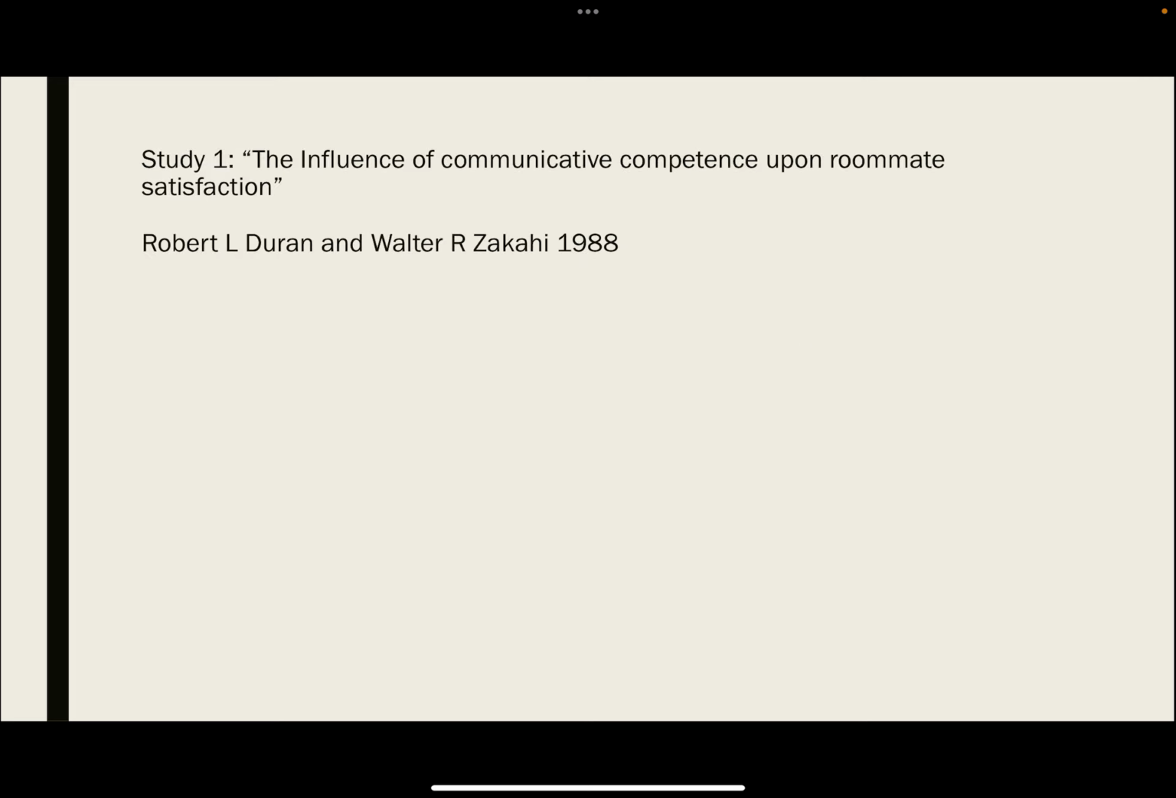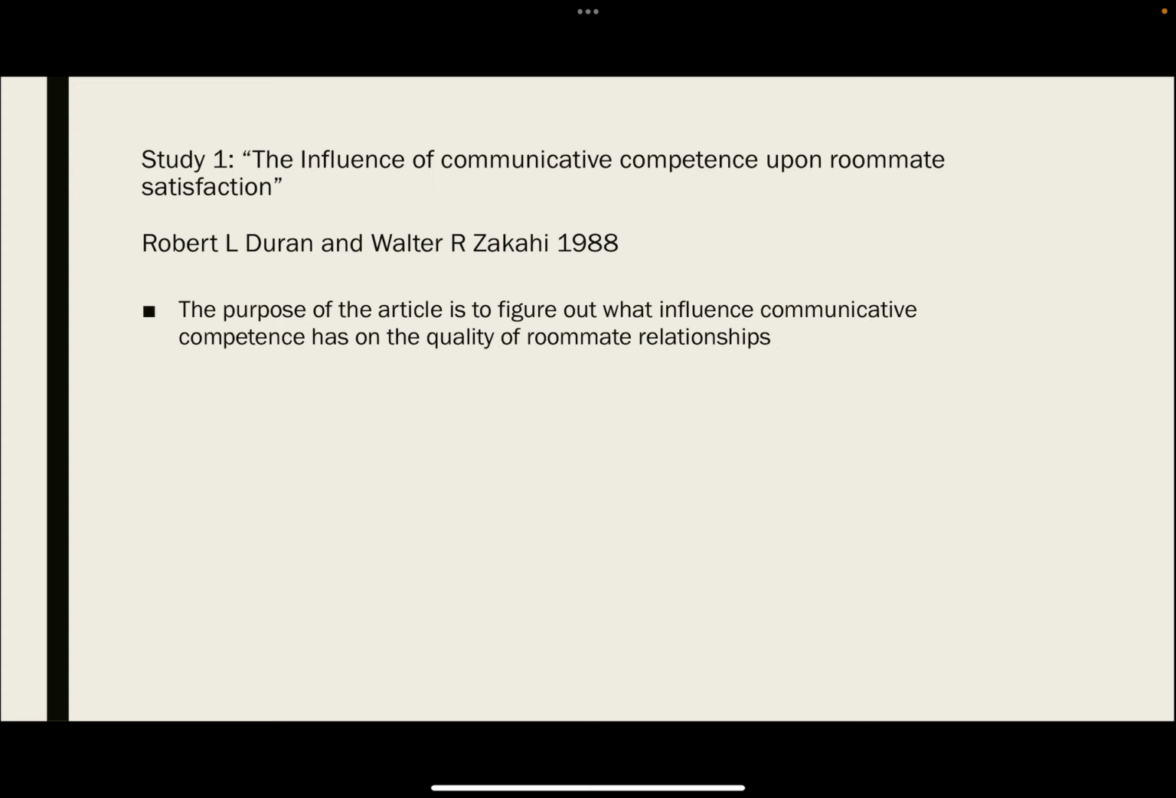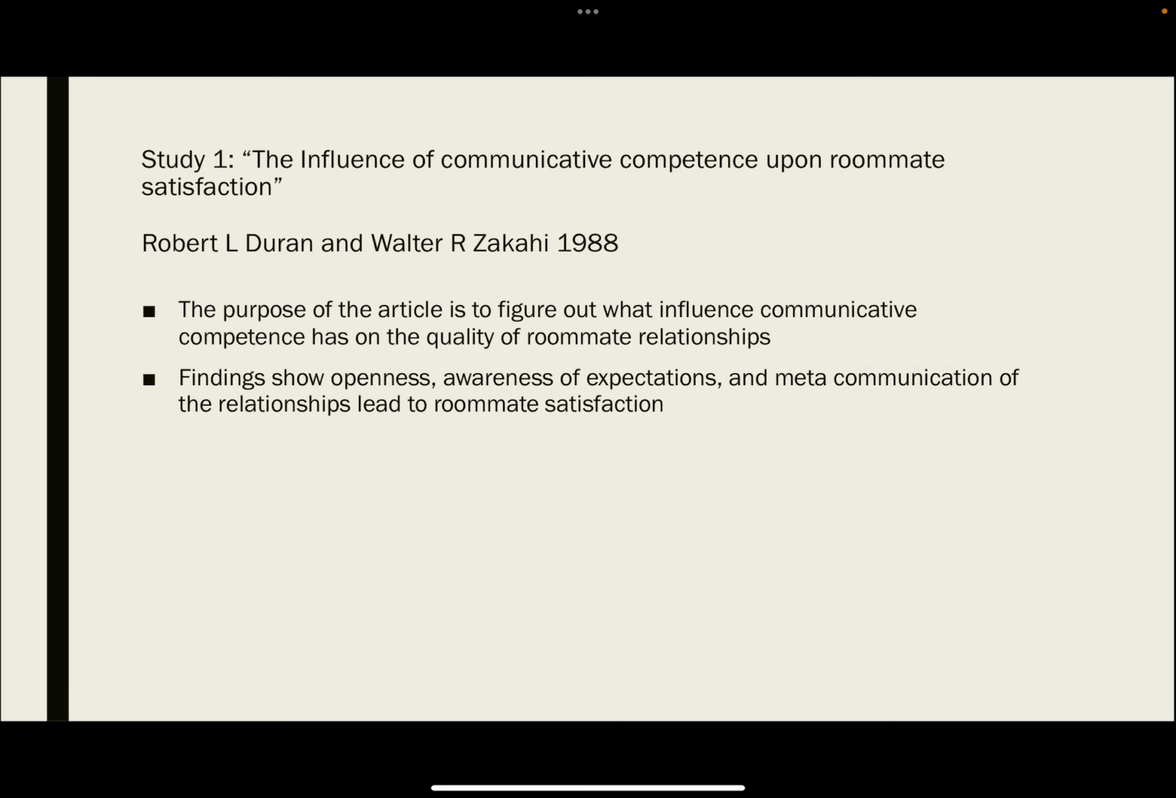Study 1: The influence of communicative competence upon roommate satisfaction. The purpose of this study is to figure out what influence communicative competence has on the quality of roommate relationships. The findings show openness, awareness of expectations, and metacommunication of the relationships leads to more roommate satisfaction.